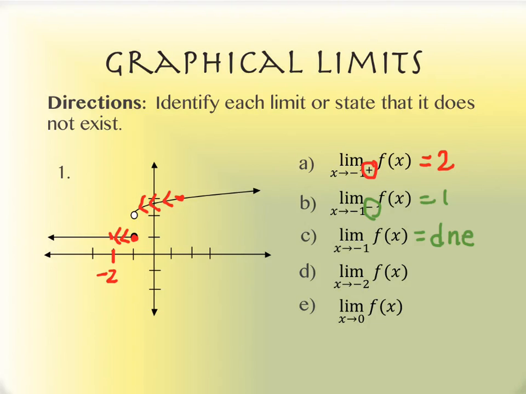And then the green dot, the one that's moving from the left, starts over here somewhere and moves towards the right-hand side. Do those two sets of arrows lead you to the same location? They do. What y value are they leading you both to? 1. So this limit exists and it's 1.